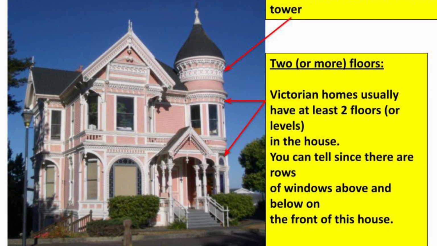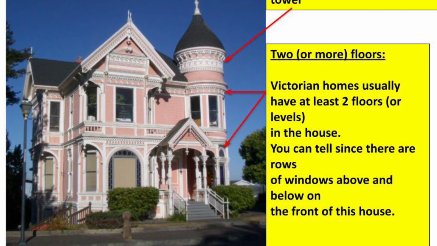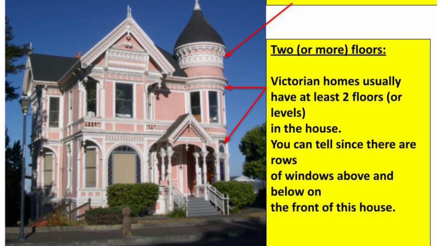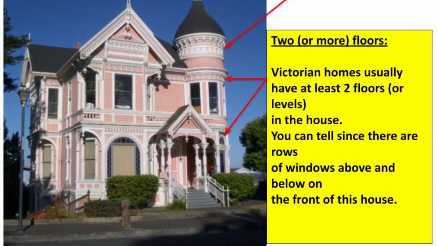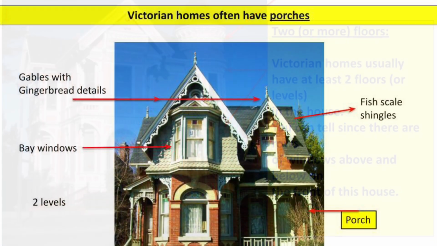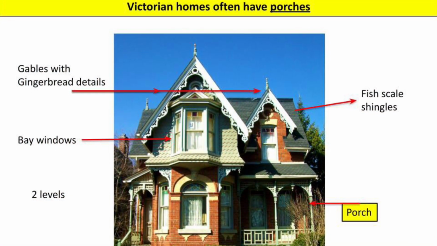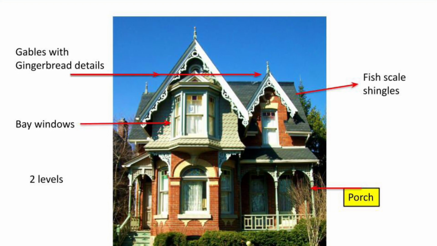Another common key element in Victorian homes are that they have at least 2 floors to the house, or in other words, an upstairs and a downstairs. Many Victorian homes have more than 2 floors though. Some can have even 3 or 4 floors. Another common key element is that Victorian houses often have porches, like you see here in this photo.